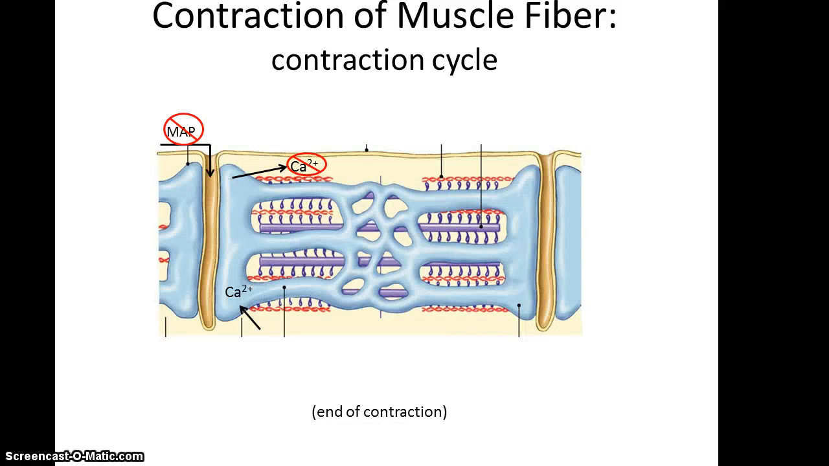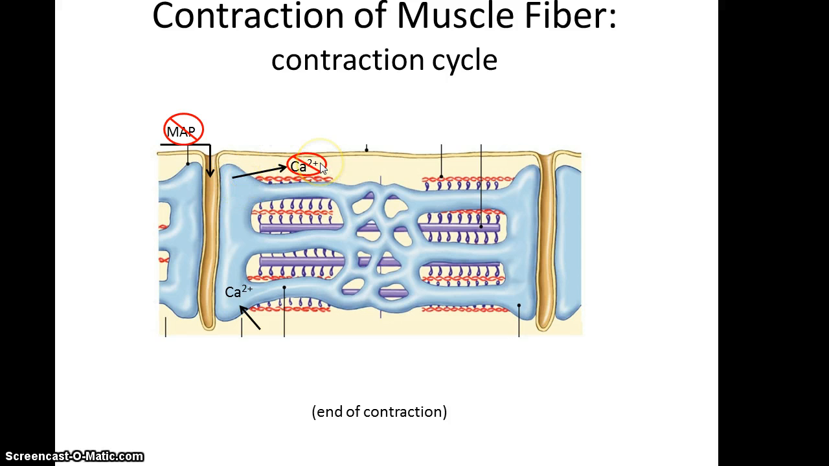Now, eventually the contraction cycle must end. This happens when you no longer get the nerve impulse that leads to the generation of the muscle action potential. Without this muscle action potential flowing through the sarcolemma and into the T-tubules, you no longer signal the release of calcium ions from the sarcoplasmic reticulum.